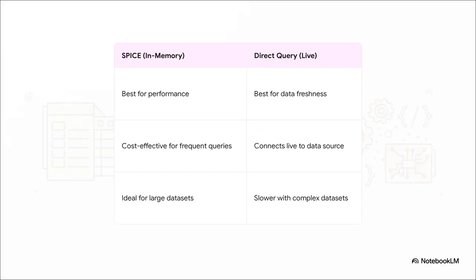You do have another option, though. You can use Spice for that top-tier performance, or you can use what's called Direct Query for freshness. So if you absolutely need up-to-the-second live data, Direct Query will hit your database in real time. The catch? It's slower. For the best user experience, most people are going to want to stick with Spice.